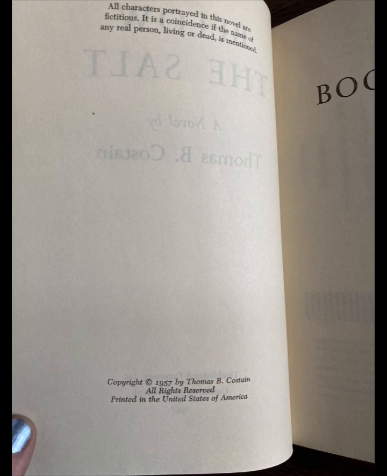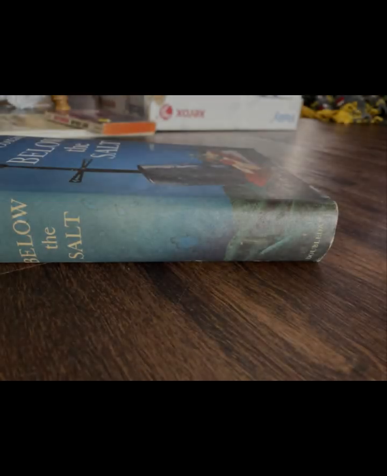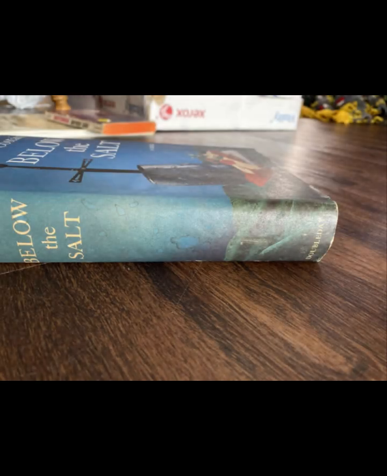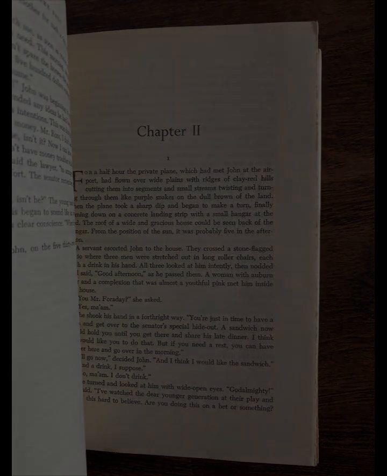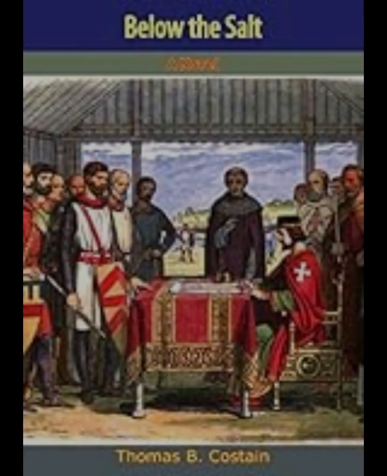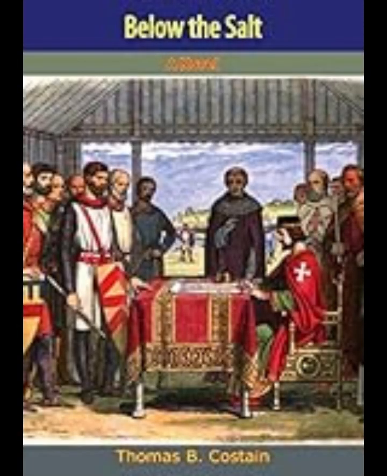In conclusion, Thomas B. Costain's Below the Salt offers a compelling and richly detailed portrayal of medieval England. Through its complex characters, intricate plot, and historical accuracy, the novel provides a vivid exploration of ambition, social status, and personal identity. The dynamic interplay between the characters and their environment creates a narrative that is both engaging and reflective, inviting readers to consider the broader implications of the characters' choices and actions.